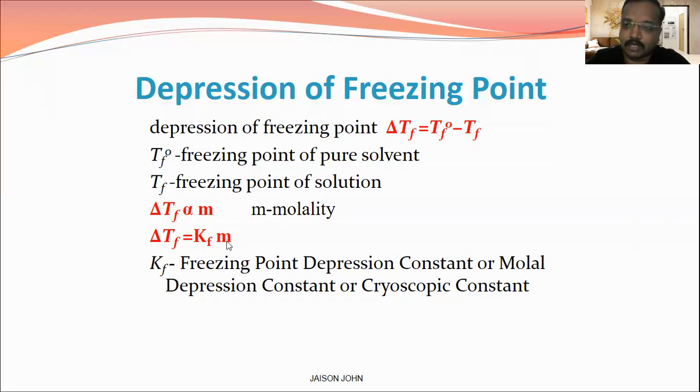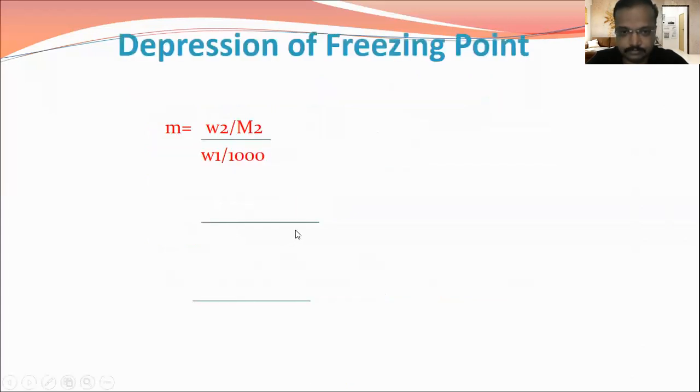Now, can you substitute the value of M here? What does this M mean? Molality, isn't it? What is the formula? Moles of solute by mass of solvent in kg. That is W2 divided by M2, where W2 is the weight of solute, and M2 is the molar mass of the solute, and W1 is the weight of the solvent.